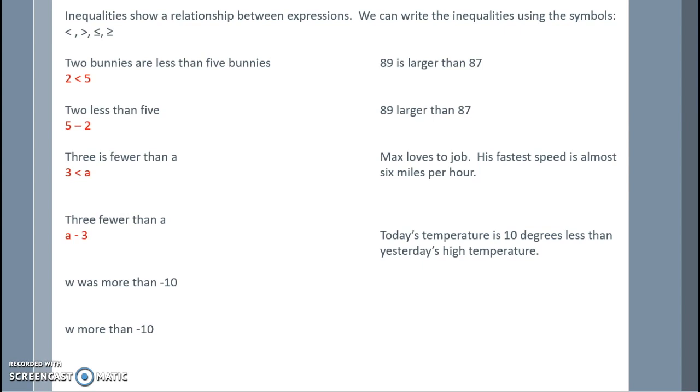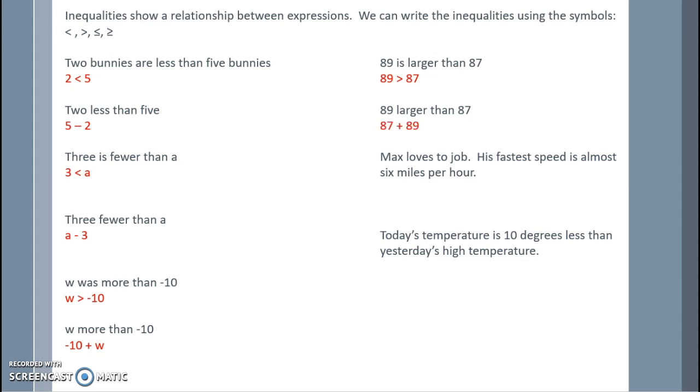W was more than negative 10. So W is greater than negative 10. Versus W more than negative 10 would be negative 10 plus W. 89 is larger than 87. So 89 is greater than 87. 89 larger than 87 would be 87 plus 89.